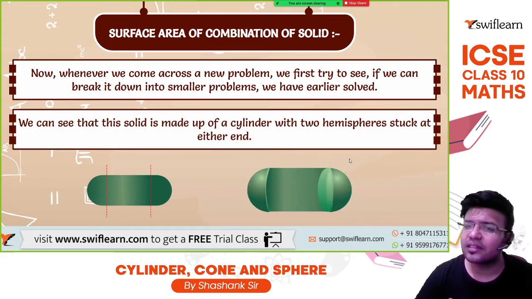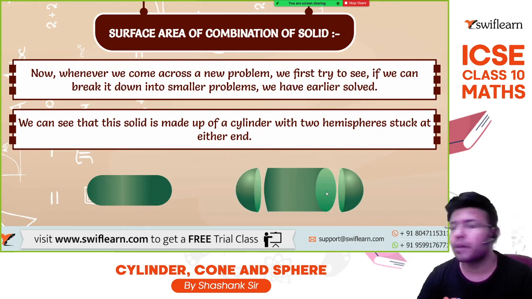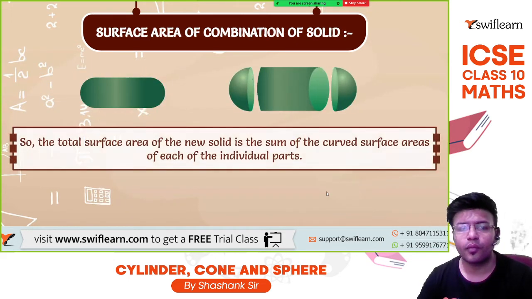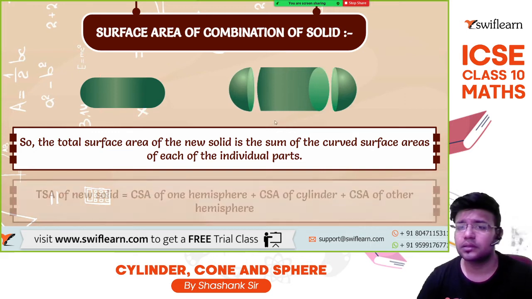You can see that the solid is made up of a cylinder with two hemispheres stuck at either end. So the total surface area of the new solid is the sum of the curved surface areas of the individual parts.